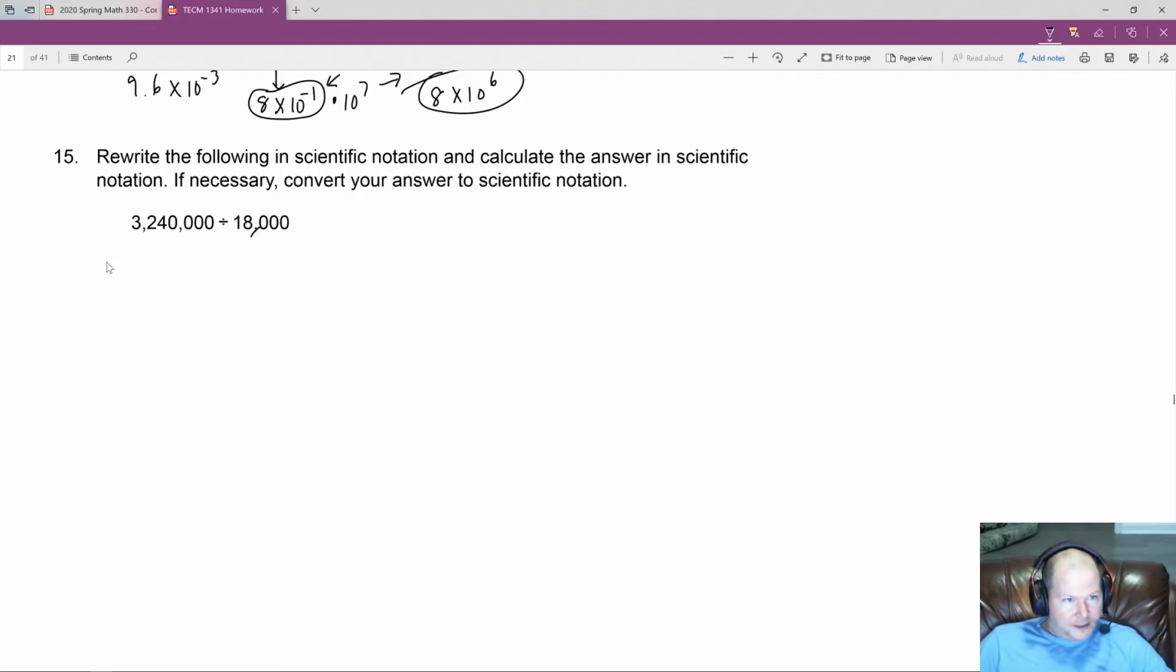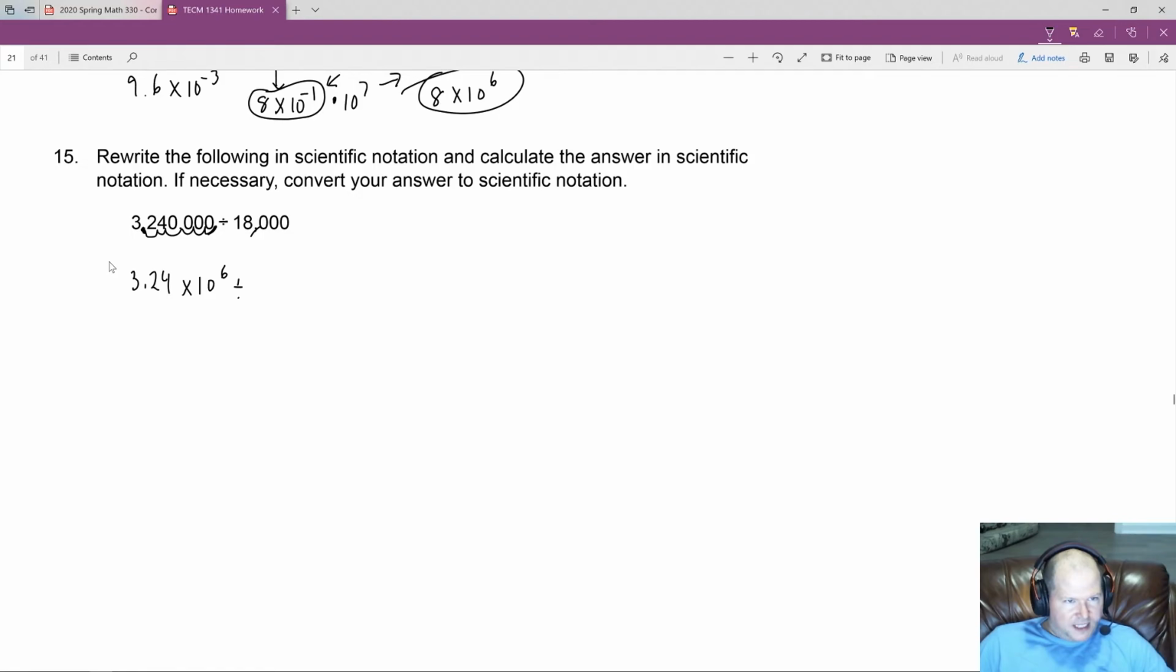So we end up with this one right here. We want to move this decimal over to behind the 3, the first non-zero one. So 1, 2, 3, 4, 5, 6 places. So we end up with 3.24 times 10 to the, we had to move it over 6 places, so it's a positive 6.